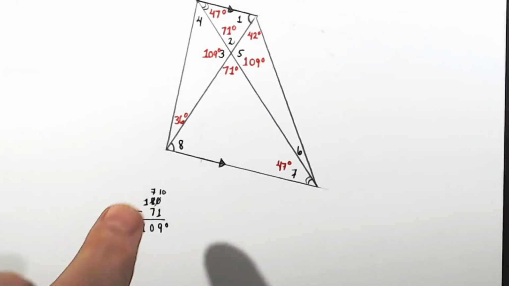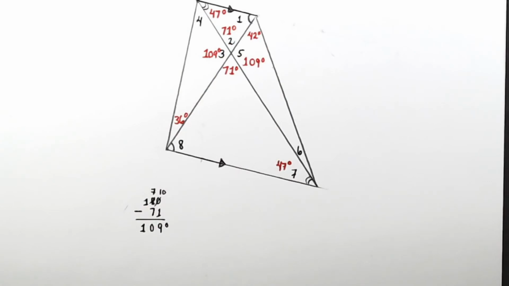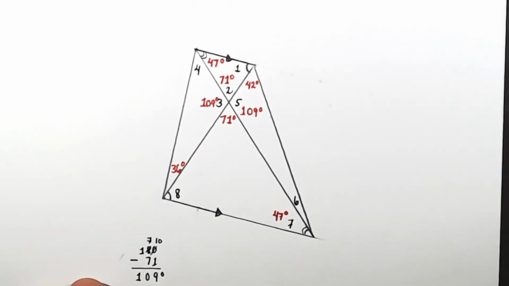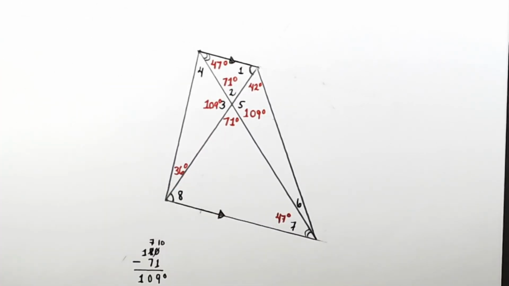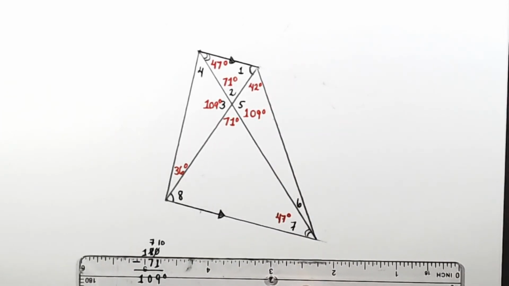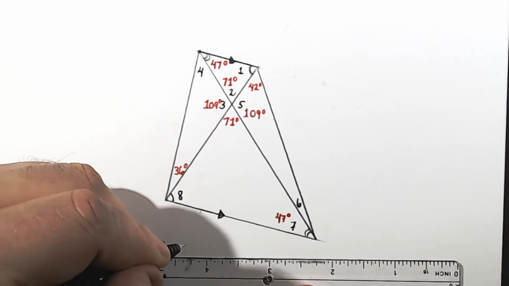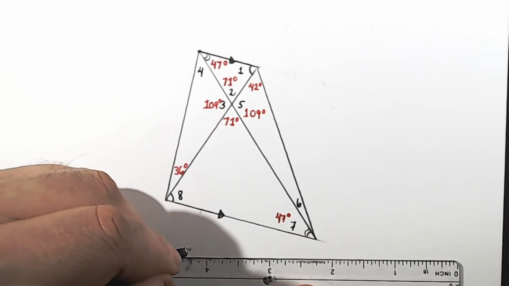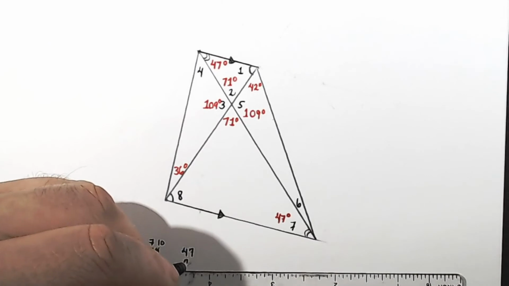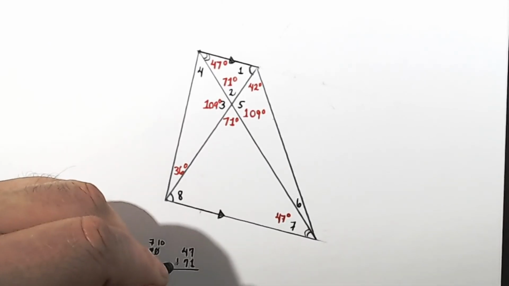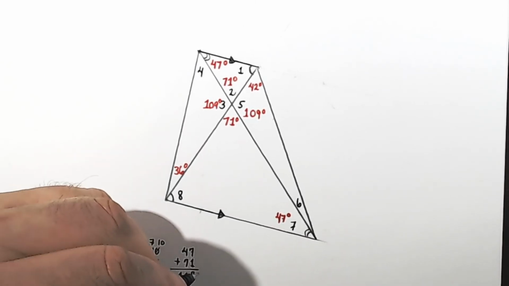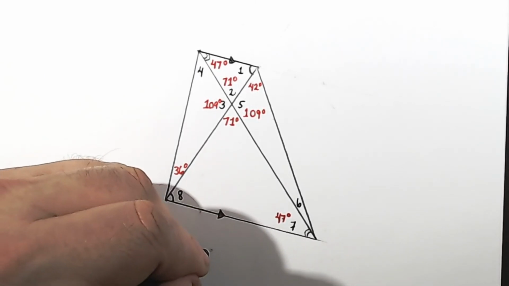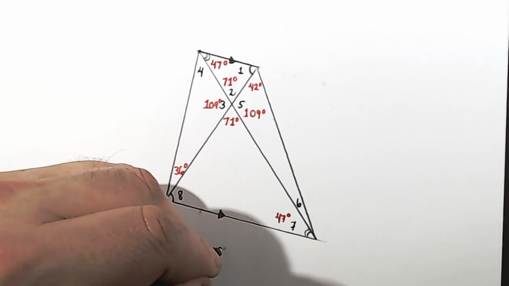So what's missing? Angle 1 is missing, and we can use the triangle angle sum theorem to find angle 1. If we add 47 and 71 and subtract that sum from 180, we'll have angle 1 by the triangle angle sum theorem. So let's first add 47 and 71. Seven plus 1 is 8, and 4 plus 7 is 11. Okay, so now we take 118 away from 180.